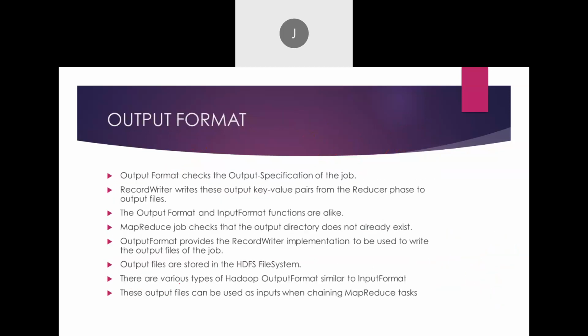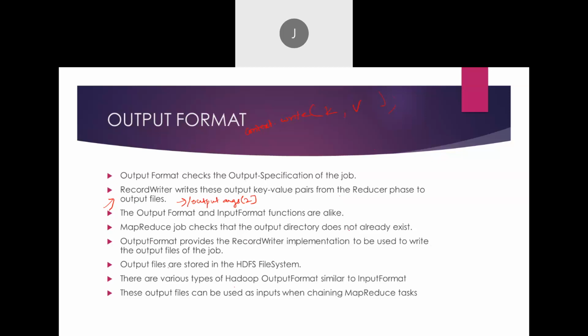About the output format, it checks the output specification of the job. Then comes the record writer, which writes the key value pairs from the reducer phase to the output files. The output file which we specify in our path, args of 2, is the output file that we specify. That means where you have to write the data will be given by the record writer. See, the context.write will be the method from the record writer, which will write into your HDFS. Here we will write our key value.